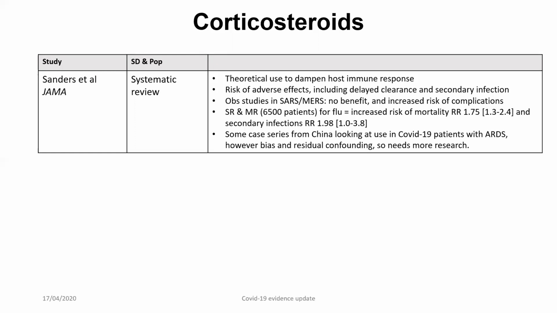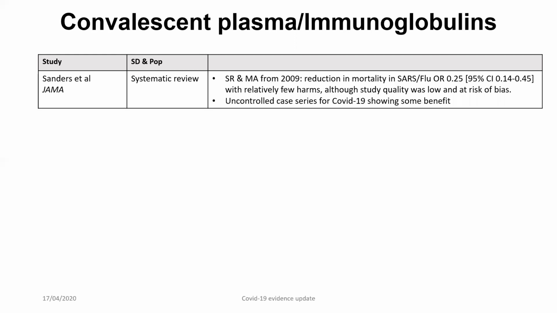So there's also this nice systematic review and meta-analysis of 6,500 patients for influenza. And that study found an increased risk of mortality, 1.75, and an increased risk of secondary infections of nearly 2, which is very high. There are some case series from China looking at the use of this in coronavirus patients with ARDS. However, there's a lot of bias and residual confounding, so much more research needs to be done. But overall, caution with corticosteroids, and the advice is generally not to use it routinely.